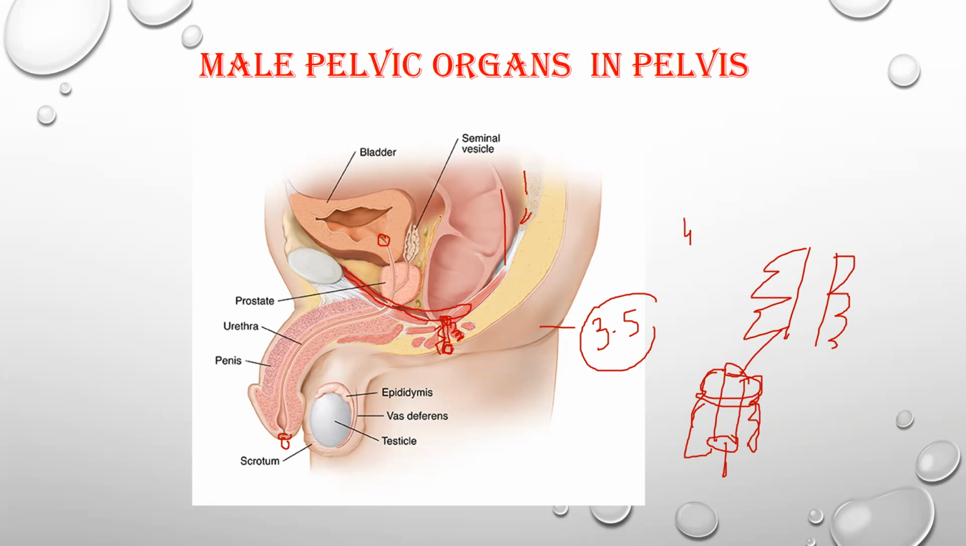There is a space between the bladder and the rectum, this particular area, where the male sexual reproductive organs are present. The seminal vesicles are present in this particular area.